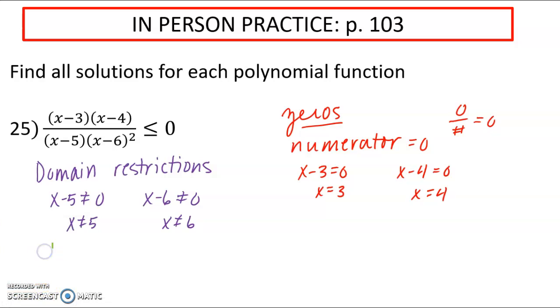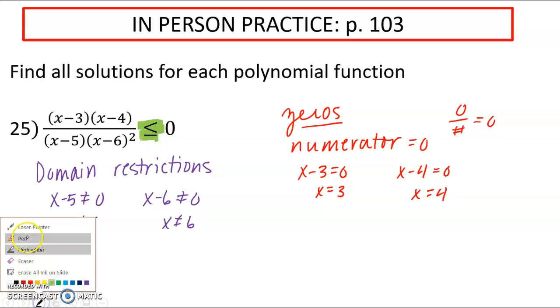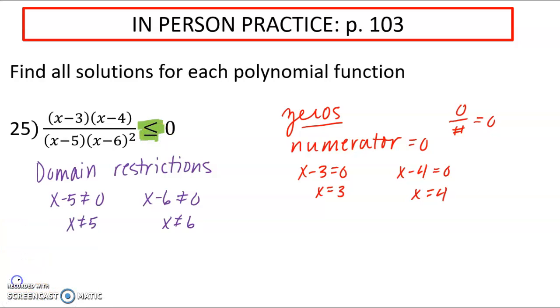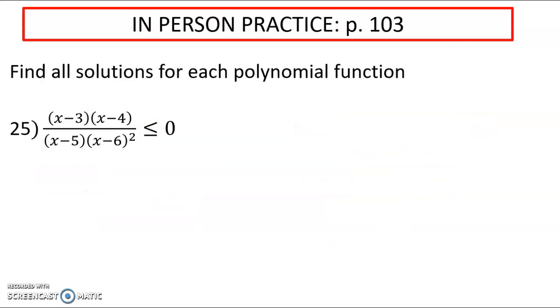Now when I go back to my original, I'm again looking for less than or equal to intervals. So I'm going to be looking for my negative intervals. I can equal my zeros, but I cannot equal my restrictions. So let's throw those on the number line.